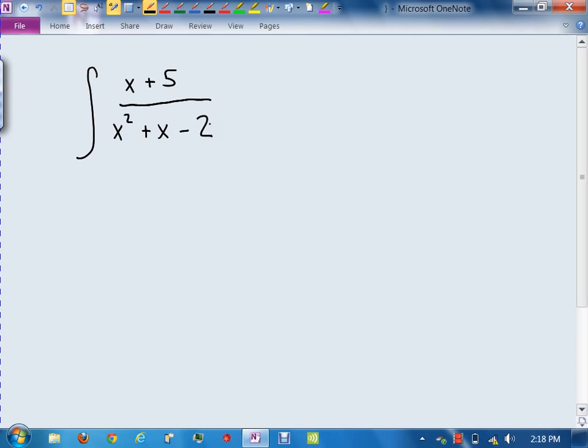Now, do you see something in its derivative? Let's go back to the most simple, primitive way of integrating. Do you see something in its derivative? U is the denominator. What's the derivative of that? 2x plus 1 dx. Do you have 2x plus 1? You don't, right? You have an x plus 5, but you don't have a 2x plus 1.